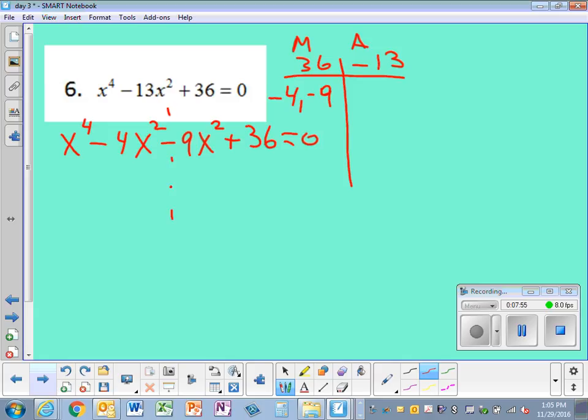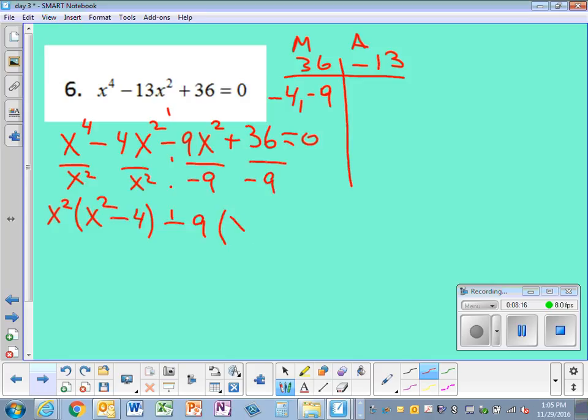Okay, and then I do my grouping. The GCF for the first pair is x squared. So x squared times, after I divide, x squared minus 4. And then the GCF for the second pair is what? Negative 9. So minus 9 times x squared minus 4. I take the x squared minus 4 out. What's left is x squared minus 9 equals 0.